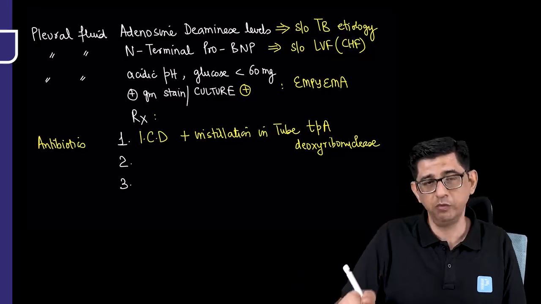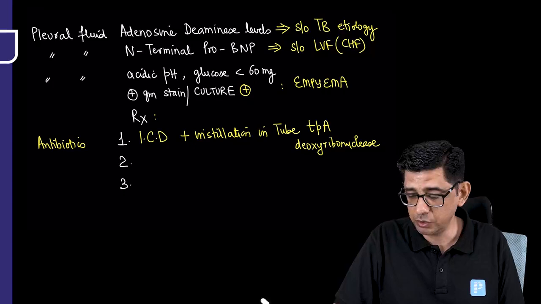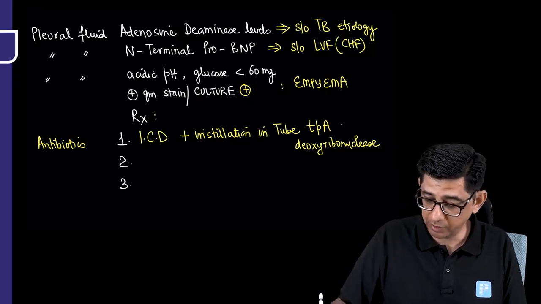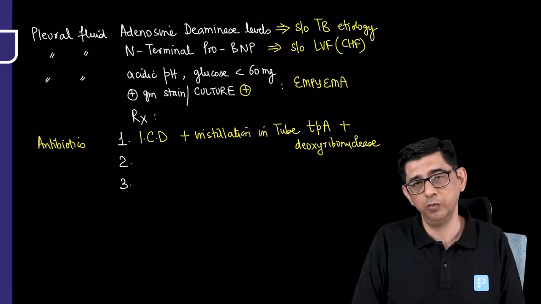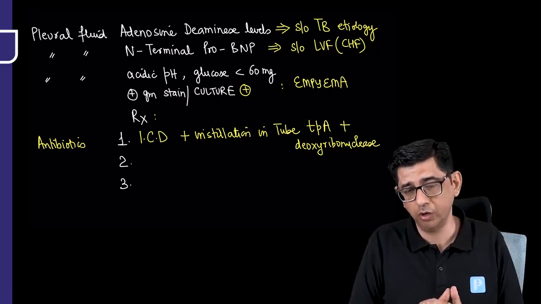So the main message is you have to put in a chest tube and instill in the tube TPA plus deoxyribonuclease, both of them, which will prevent the tube from getting occluded.